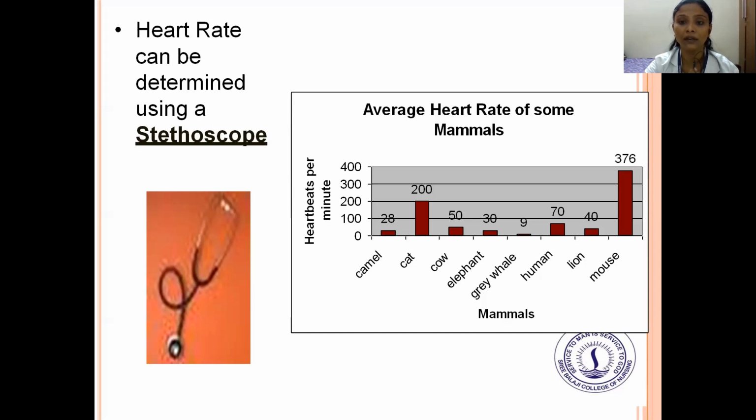The average heart rate of some mammals you can see. The camel heart rate is 28 beats per minute, cat is 150 beats per minute, cow has 50 beats per minute, elephant 30 beats per minute, grey whale 9 beats per minute, human we have 70 beats per minute, lion 40 beats per minute, and mouse which has the largest heart rate, that is 376 beats per minute.